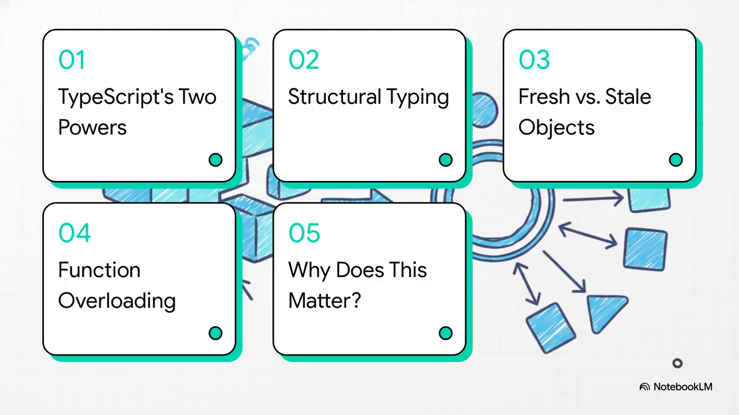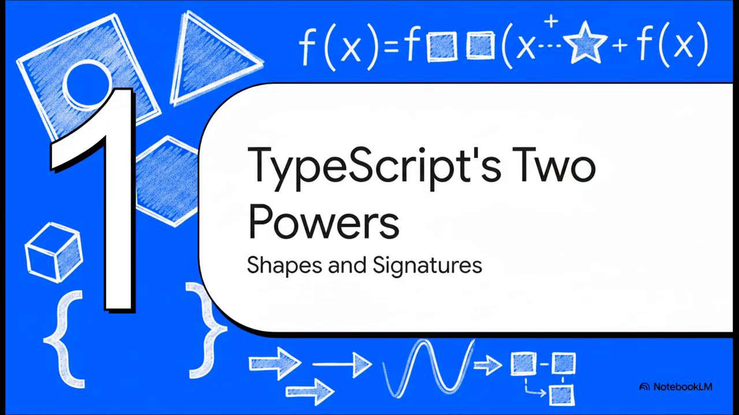Okay, so here's the plan. We'll kick things off with those two big powers I mentioned. Then we're going to really dig into what's called structural typing and a neat little detail about fresh versus stale objects. After that, we'll look at function overloading, and finally, we'll tie it all together and see why this stuff actually matters when you're writing code. All right, so let's get into it.